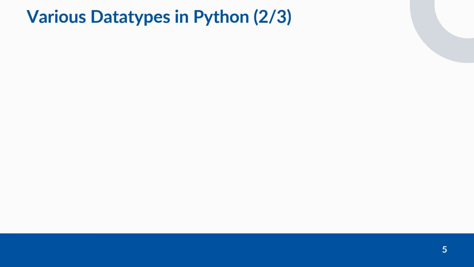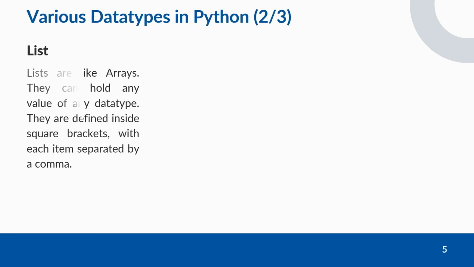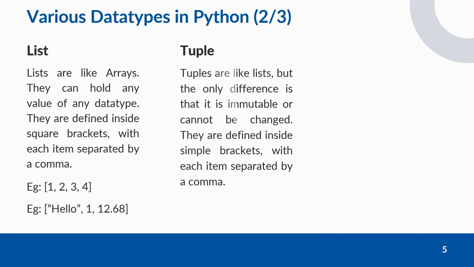A list. As the name suggests, they are a set of values defined within square brackets and separated by commas in between. Python lets you create lists that can hold any value of any data type, as shown in the second example where a list is made by mixing a string, an integer and a float. A tuple. They are similar to lists, but the only difference is that they are immutable or cannot be changed. In a list, we can replace and delete the values by using special functions defined for those purposes, but it is not possible in the case of tuple. Note that a tuple is defined within simple brackets, not within square brackets.